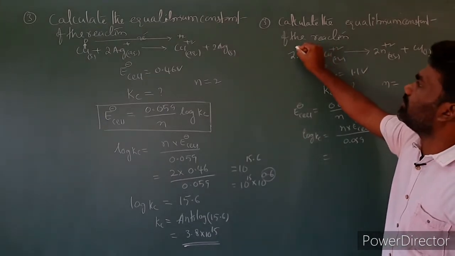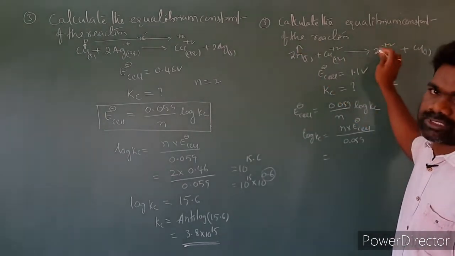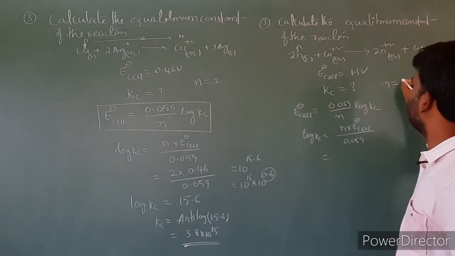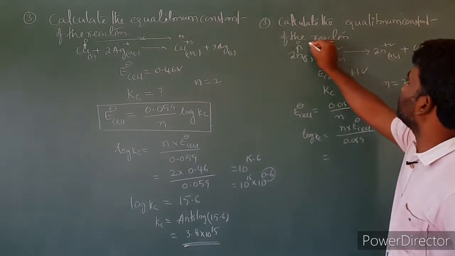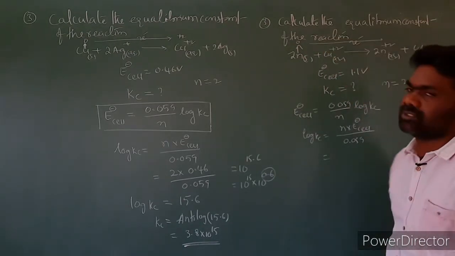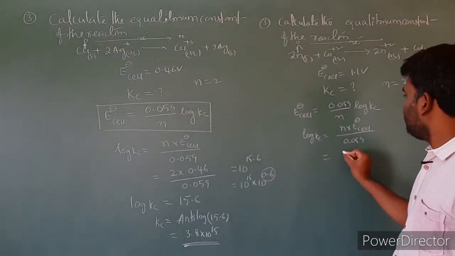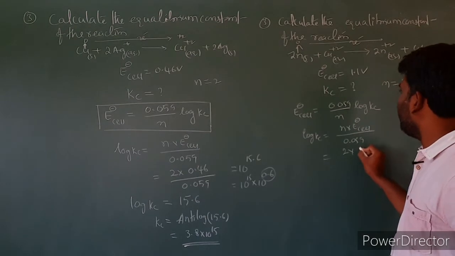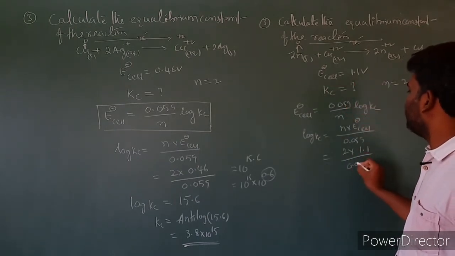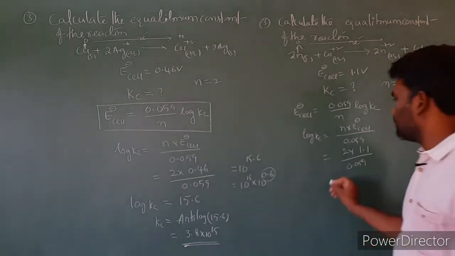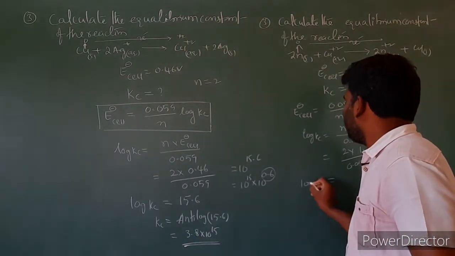Here zinc goes from 0 to +2, which means the number of electrons involved in the reaction is 2. So n is equal to 2. Then 2 into how much is given? Cell potential 1.1 volts is given, by 0.059. So upon simplification we get the log Kc value.